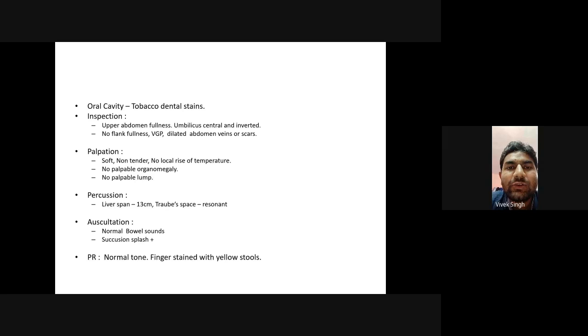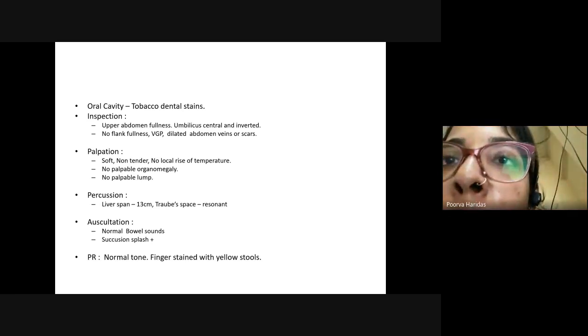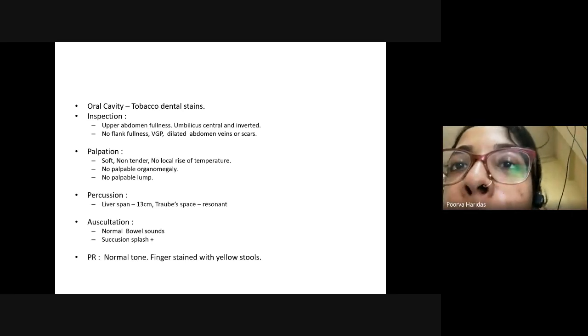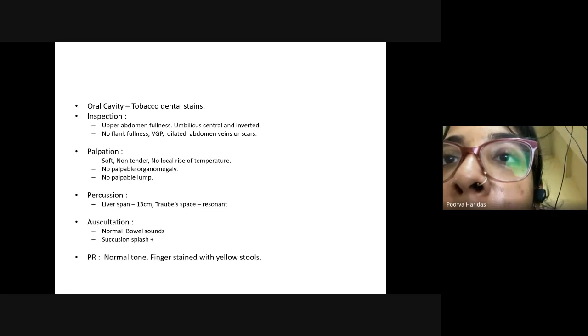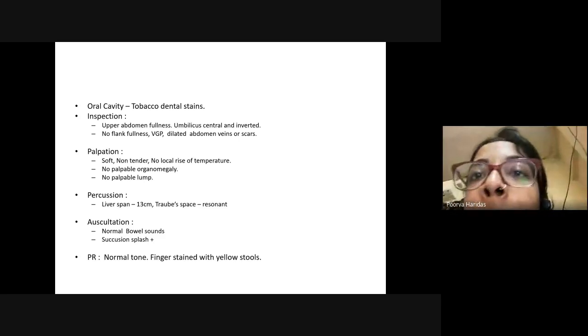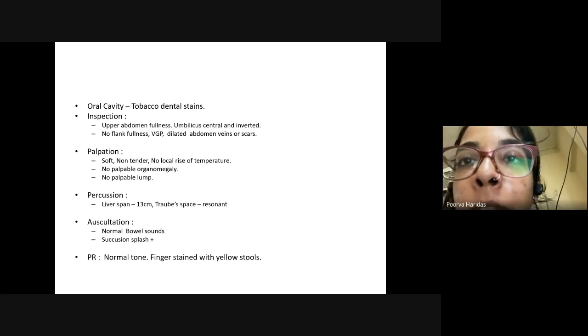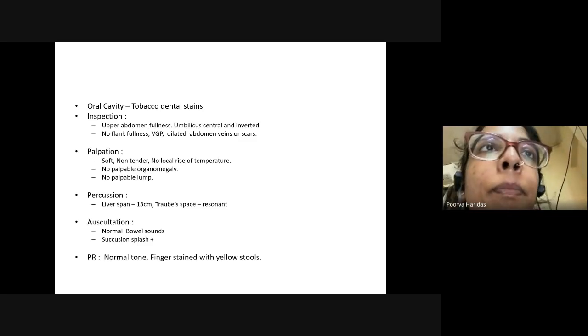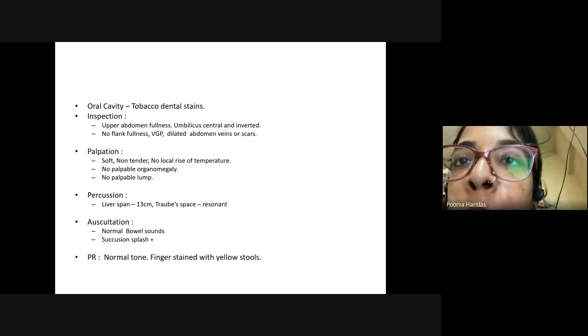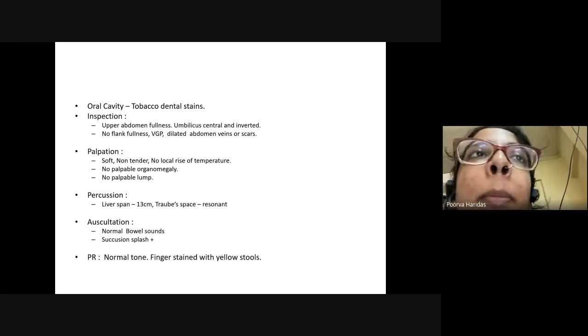On per abdomen examination, oral cavity examination. Let us speak out. Yes, ma'am. Oral cavity examination, tobacco dental stains are present. On inspection, upper abdomen there is fullness. Umbilicus is central and inverted. No flank fullness or visible gastric peristalsis, dilated abdominal veins or scars. On palpation, the abdomen is soft, non-tender, with no local rise of temperature, no palpable organomegaly or any palpable lump.